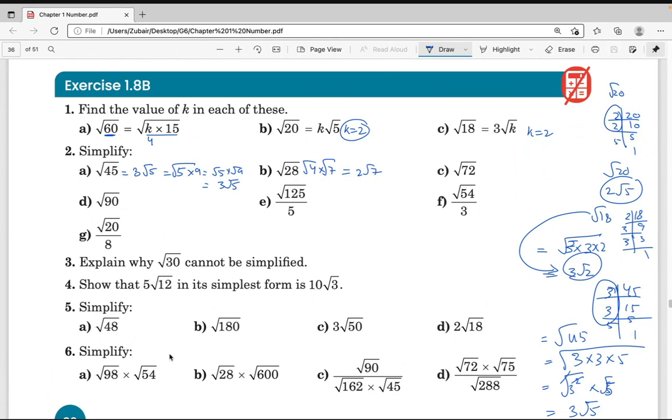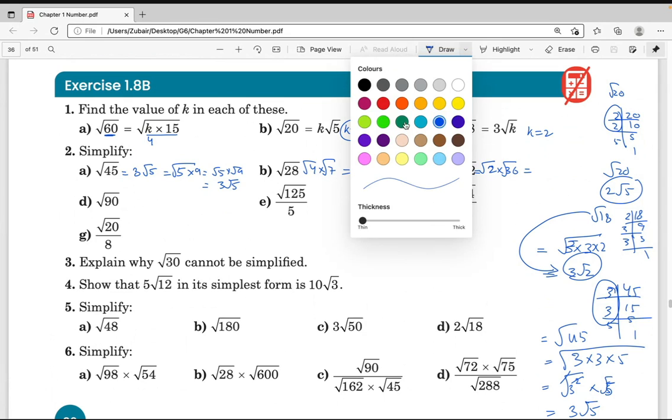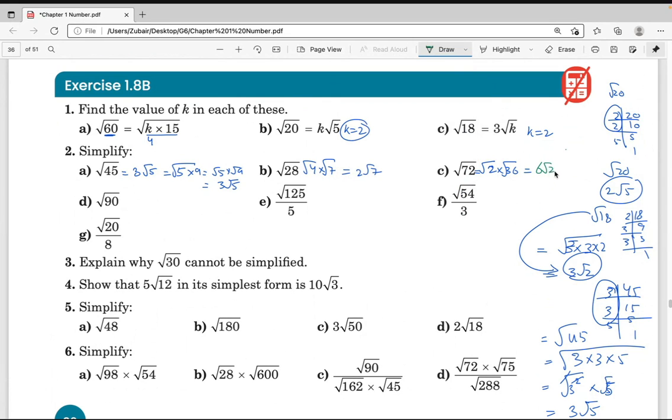The square root of 72. My calculator says 6 square root 2. Are you getting the same answer manually? For which one? C part. Okay. May I write 72 as 2 into 36? Yes, sir. So 2 stays there, and square root 36 is 6. So 6 square root 2. So we are just simplifying the surds.